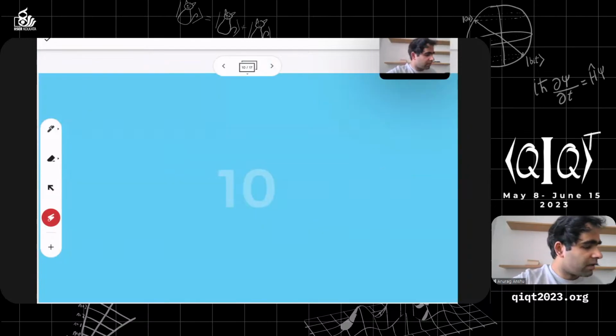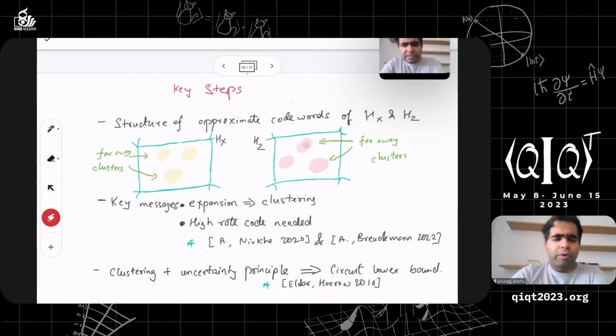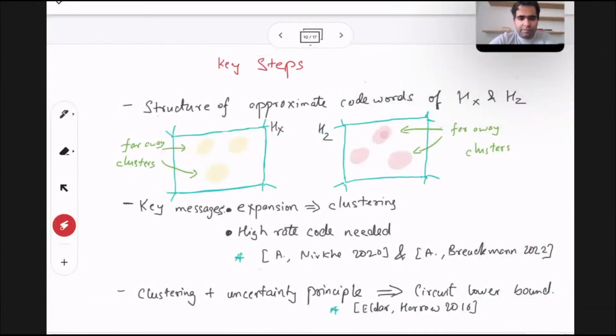All right. So let me just point out the key steps that go into the proof. And I will expand upon these steps, some of them in the following slides. So just like I showed this picture earlier of a classical code, which consists of a collection of points in an n-dimensional hypercube, the set of n-bit strings. Similarly, we can think of the X and the Z part of the quantum code as two classical codes, and they have their own structure.